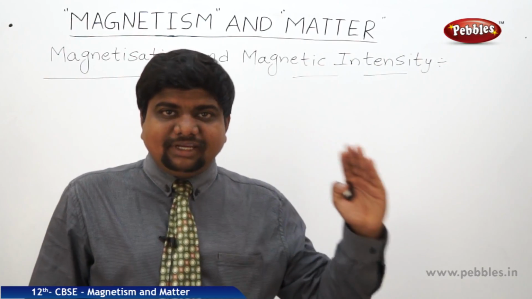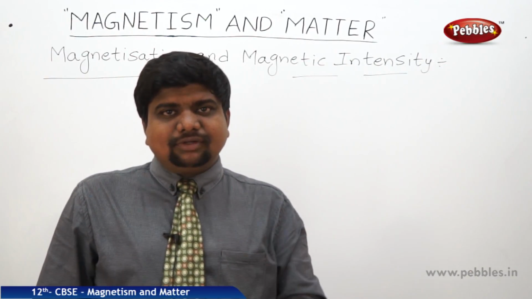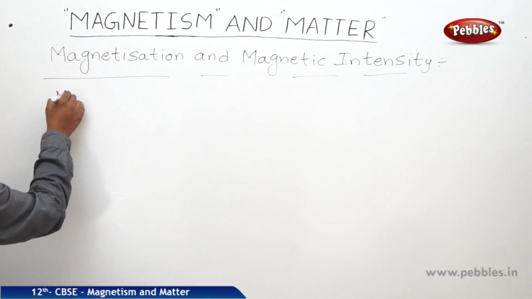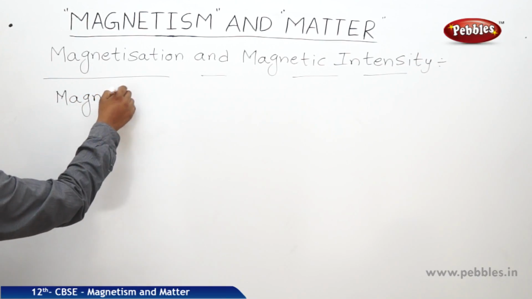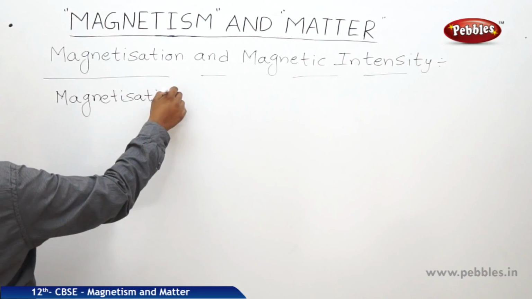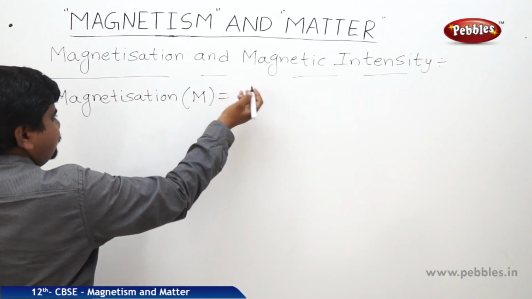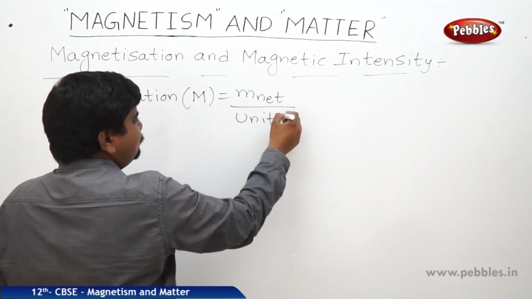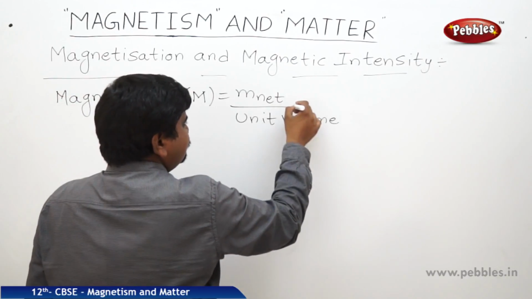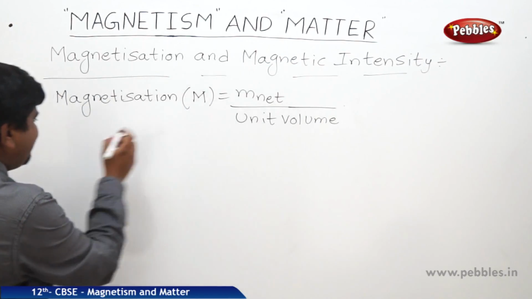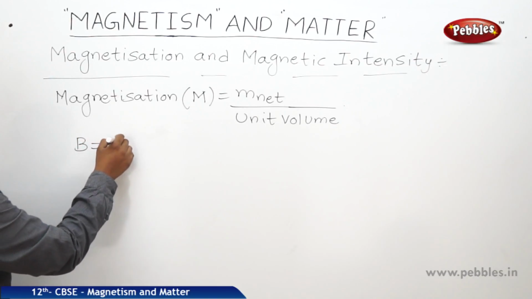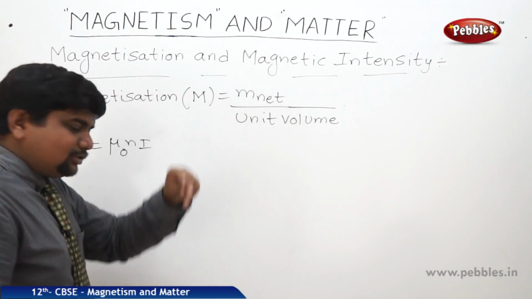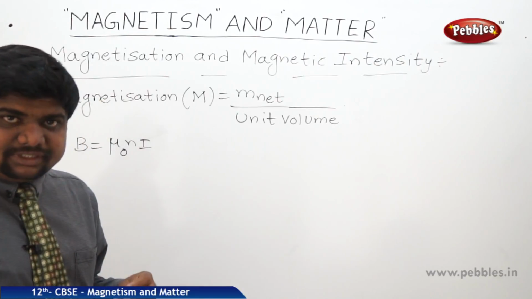The magnetization is equal to M net per unit volume. We know that the magnetic field strength B is equal to mu naught N i, where N is the number of turns per unit length, I is the total current passing through it, and mu naught is the permeability.